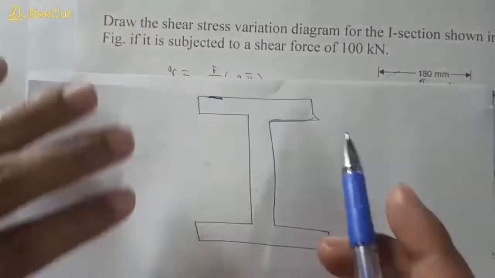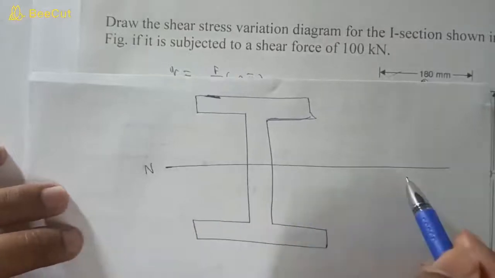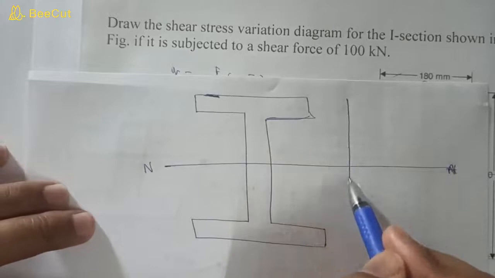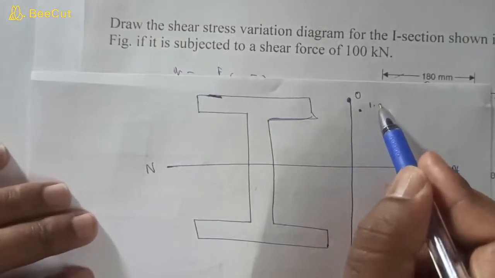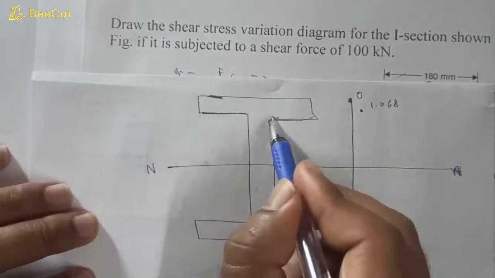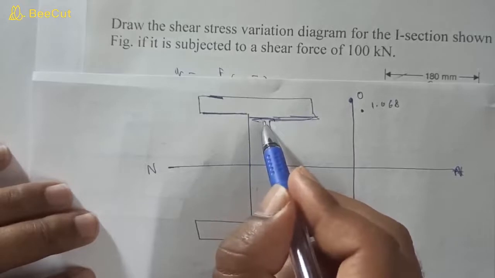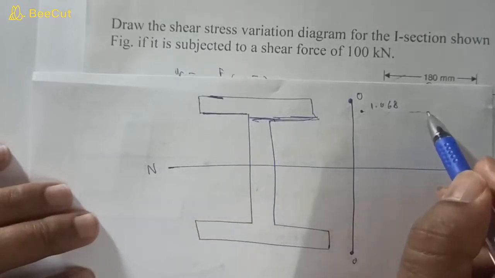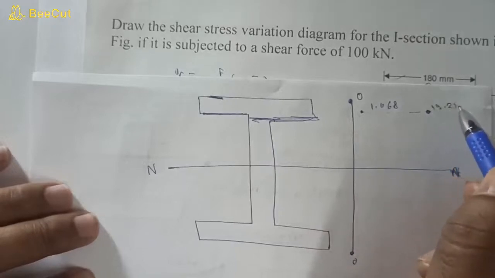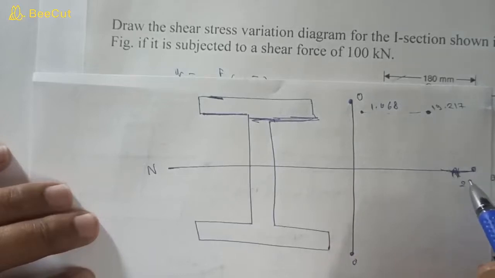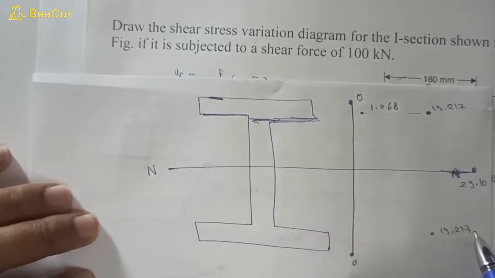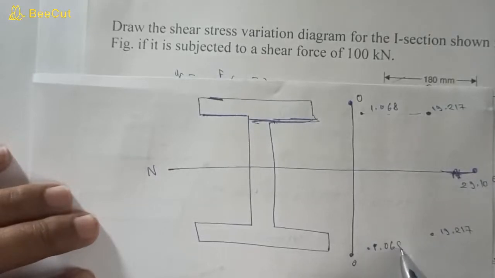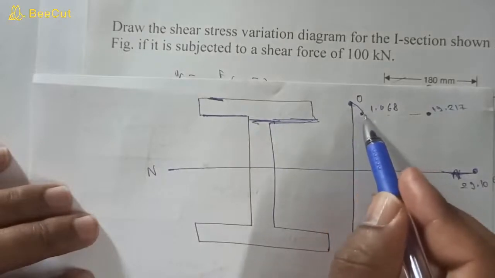We have calculated this, and this is the I section. So this is neutral axis. At this point shear stress is 0, at this point it is 0, and at this point also it is 0, and at this point we have calculated 1.068. At this point it is 19.217, which we have calculated, and at neutral axis we have calculated 29.10. And at this point it will be 19.217 because of symmetry, and here it will be 1.068.